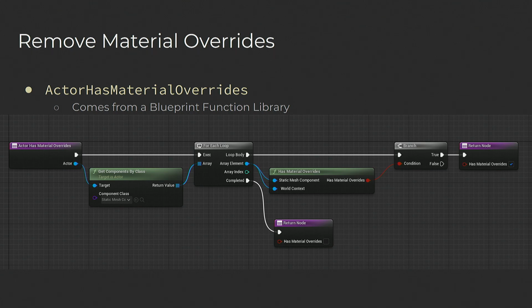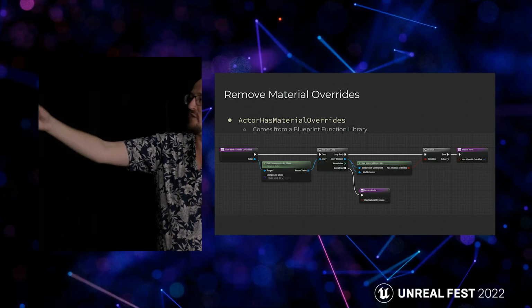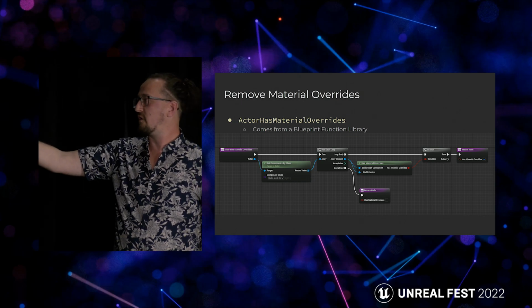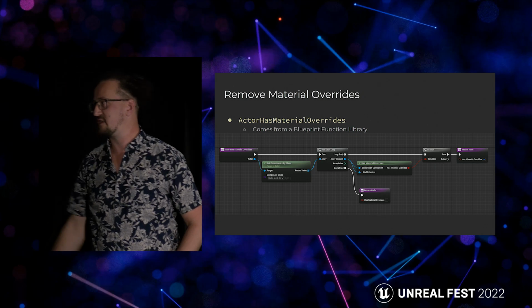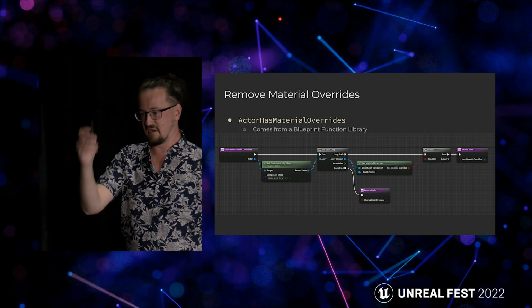We just get all the components that are a static mesh component. You could also use mesh component if you want to make it generic, but then other things get more complicated. We loop through those, and then we've got this magic little other static function that is actually in the same blueprint function library that just says, does this have material overrides? If it's true, we return true. Otherwise, we keep iterating through, because we don't care if all of them do. If we got 100 components, we only care if one of them does or none of them do. So earlying out in this way saves us a bit of time if the first component has an override and none of the others do.